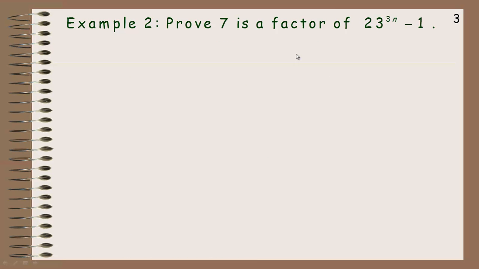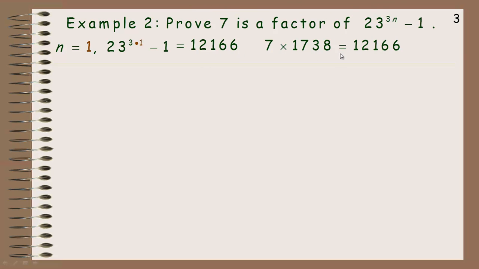On to another example, another one of these divisibility ones, and I'm going to show a slightly different way to do this one. We're asked to prove that 7 is always going to be a factor of 23 to the 3n minus 1. So the first thing to do is show that it's true for 1. So we put 1 in place of n up here. So 23 to the power of 3 times 1 minus 1. And if you evaluate that, you get 12,166. Now, 12,166 is the product of 7 and 1738, so because I can write it as 7 times another number, that means that 7 certainly has to be a factor of that. So it's true for the first case.